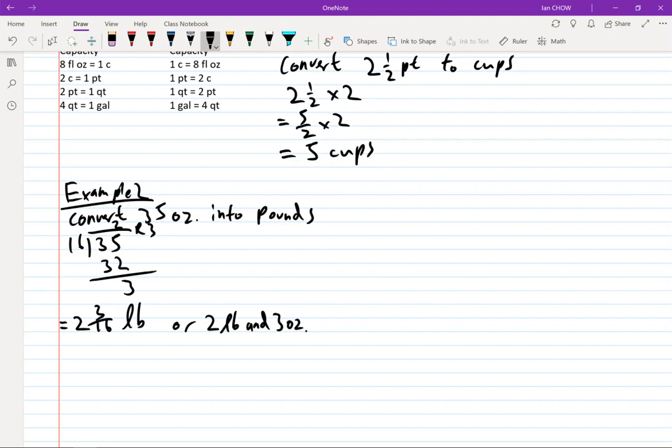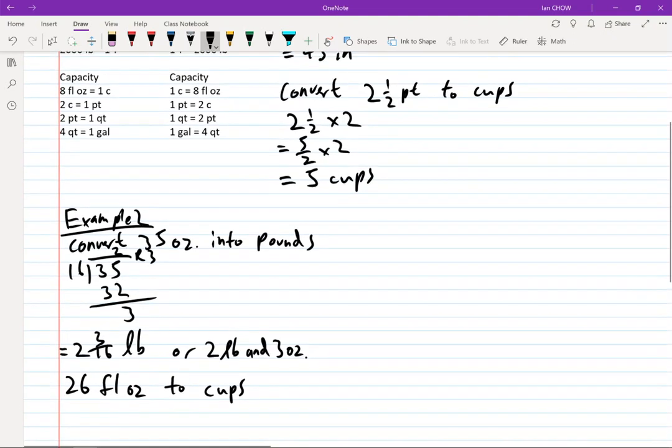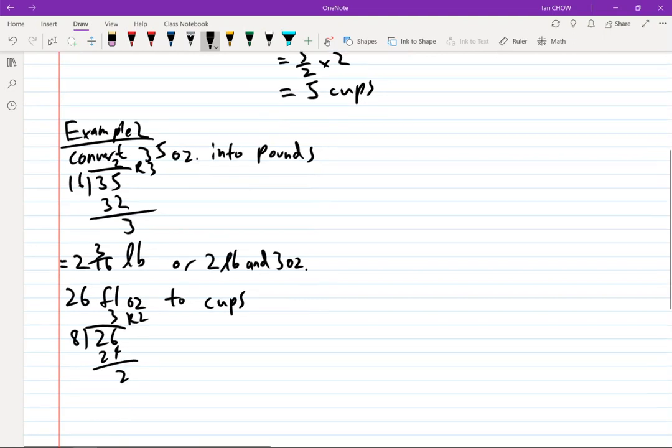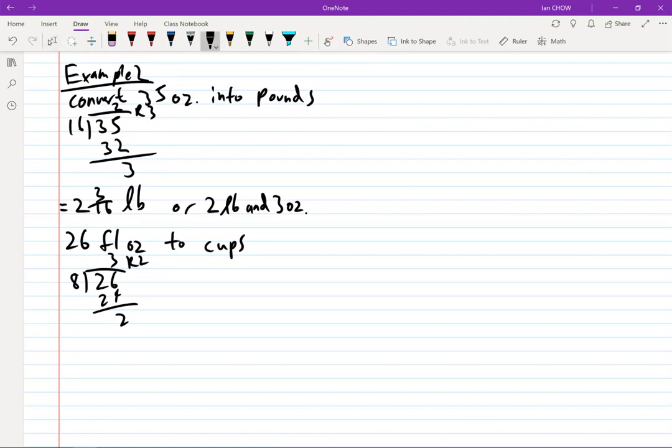Now let's try another one. Let's say we want to convert 26 fluid ounces to cups. Let's look over here. There are 8 fluid ounces in 1 cup, or we can say 1 cup has 8 fluid ounces. So what we have to do is divide by 8. 26 divided by 8, 8 goes into 26 3 times, that's 24. Then there's a remainder of 2. So that's going to be 3 cups.